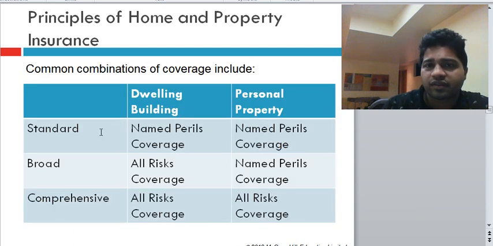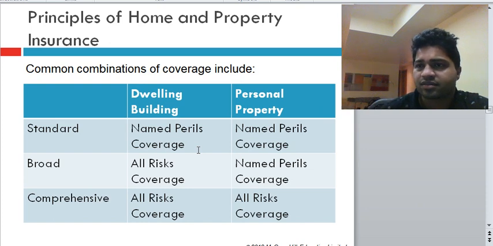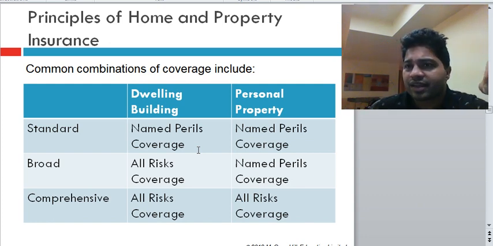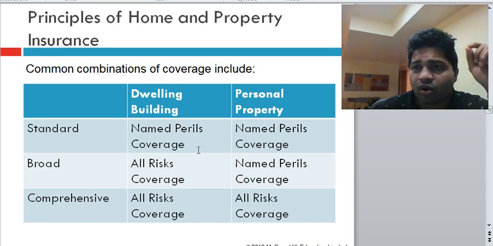Common combinations of coverage include personal property and dwelling. So standard is named peril coverage. It means that whatever perils are listed, whatever causes of damage are listed, if the damage is due to those listed causes, then it is covered. So what is a peril? A peril is something that causes harm. Fire is a peril, right? Theft is a peril. So perils will be all the listed situations in which it would be covered.